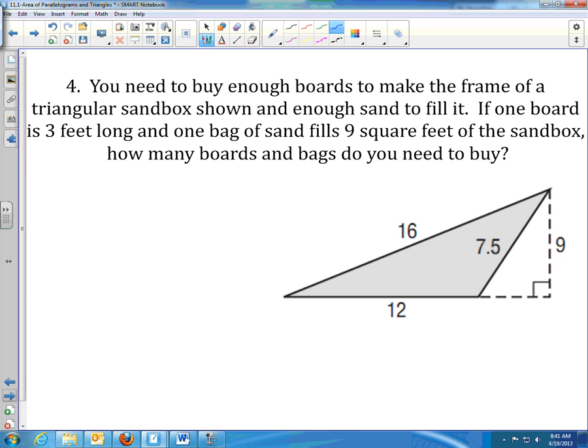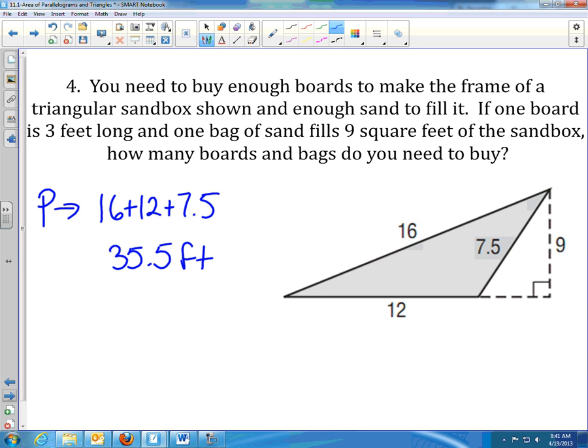All right, you need to buy enough boards to make a frame of the triangular sandbox shown and enough sand to fill it. If one board is 3 feet long and 1 bag of sand fills 9 square feet in the sandbox, how many boards and bags do you need to buy? Well, when we're dealing with boards, we're actually talking about perimeter. So we're going to find the perimeter of the shaded figure. And perimeter, we're just going to add up all the sides of the shaded figure. And for our perimeter, we end up with 35.5 feet.